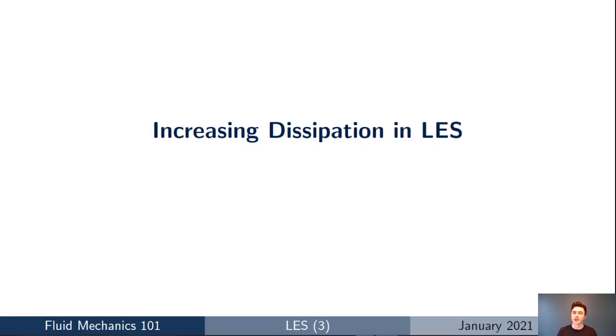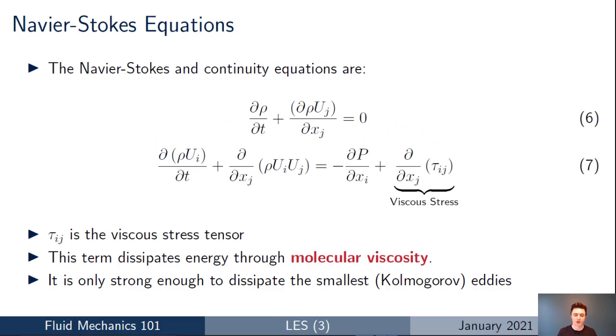So now looking at increasing dissipation in LES, how do we actually do it in terms of the equations? Well, the easiest way to understand this is to start with the Navier-Stokes and continuity equations, which I've got for you there on the slide. And these are the full Navier-Stokes and continuity equations that you would have in a DNS calculation, for example.